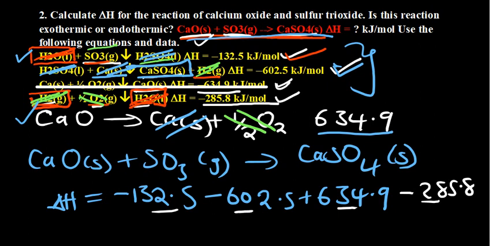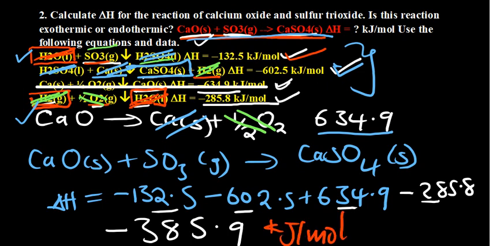Negative 132.5 minus 602.5 plus 634.9 minus 285.8. What value do we have? We have negative 385.9 kilojoules per mole. This is the enthalpy of that main equation there.